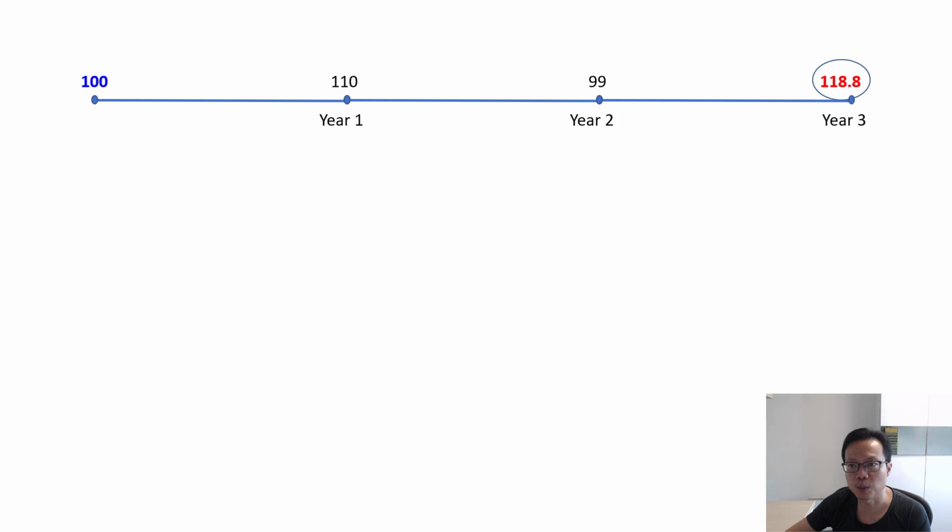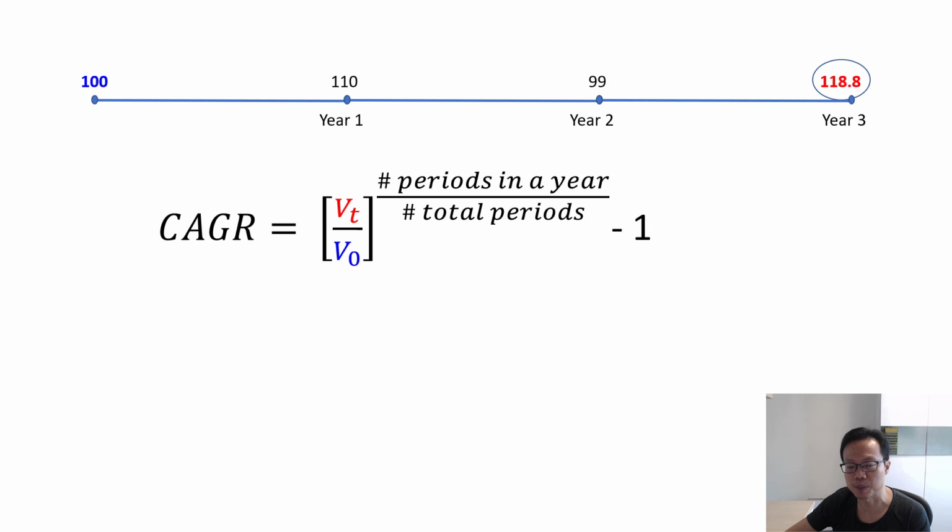Now mathematically, how do we calculate this? It is given by this formula down here, where you have your VT, which is the final value of the portfolio, represented by 118.8. And then V0, which is the initial value of the portfolio, represented by 100 over here. Then we raise the whole thing to the number of periods in a year divided by the number of total periods.